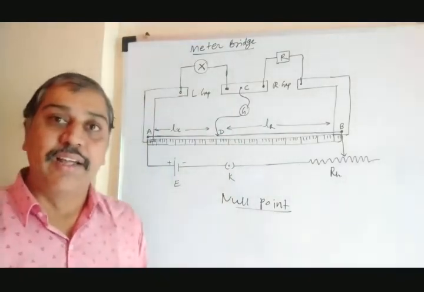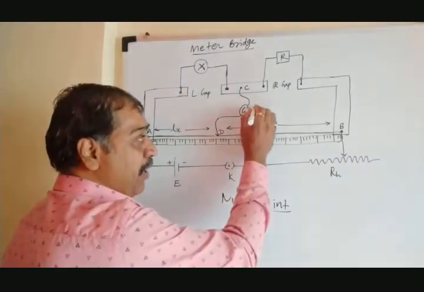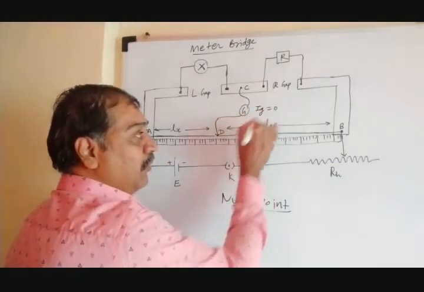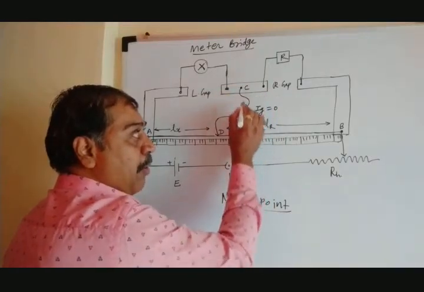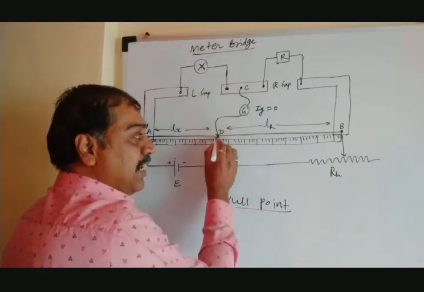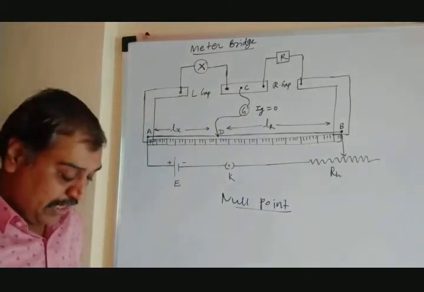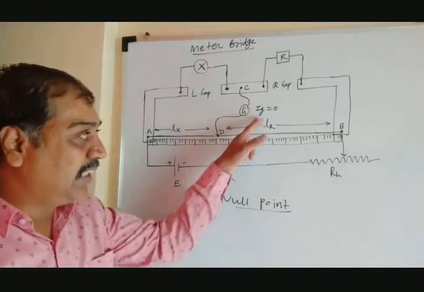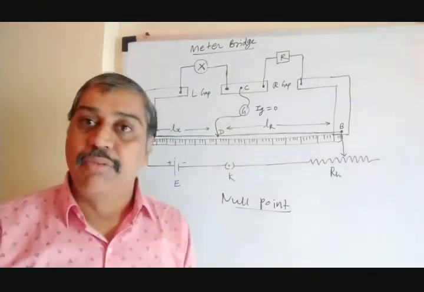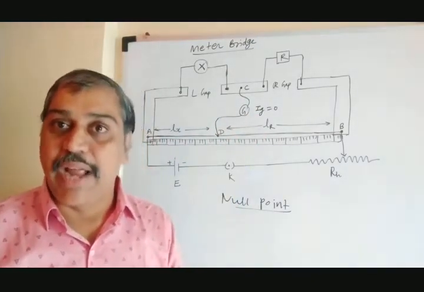Then we can say the current flowing through this galvanometer, Ig, is 0, because the voltage at C and D is the same. Then we can say the bridge is in balance condition. As Ig is 0, you can apply the Wheatstone network condition, and that we have to do here.